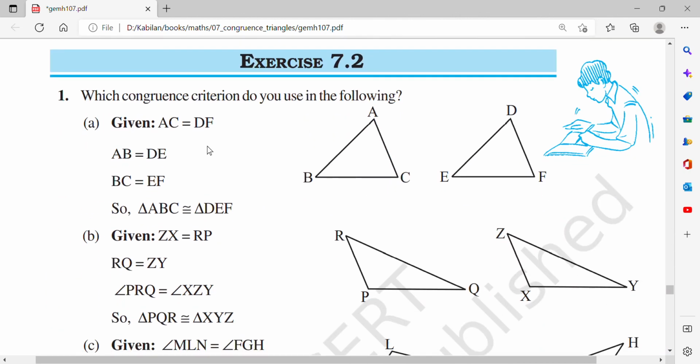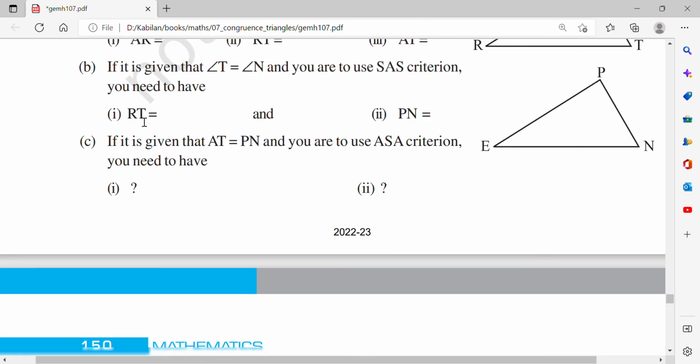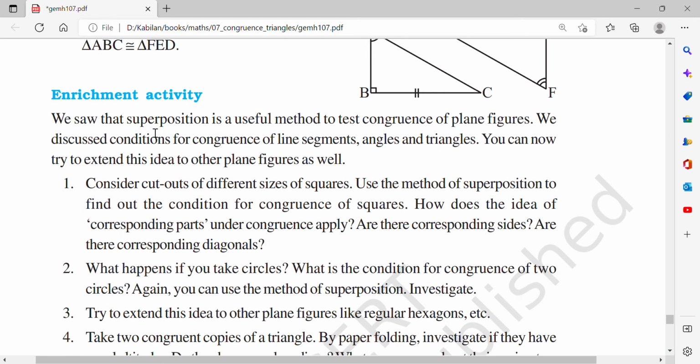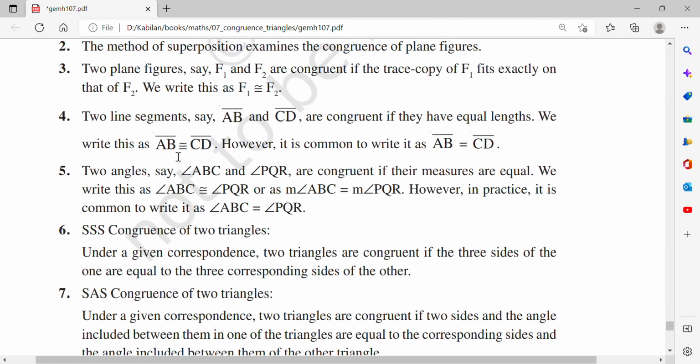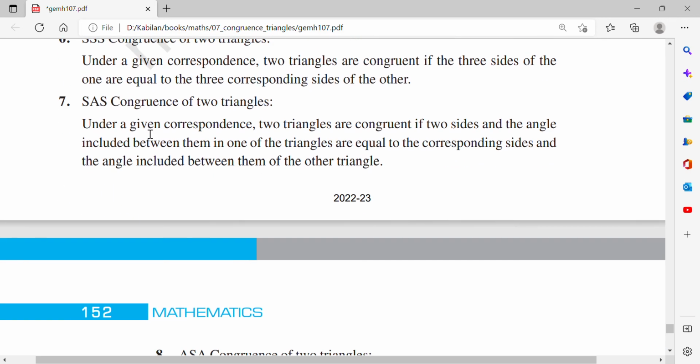Based on these triangle congruence rules, you can try to solve all the things yourself. You can also read the example. See, this is very important. This summary covers everything covered in this chapter. You can go through this summary.